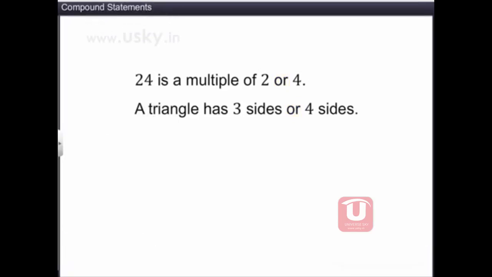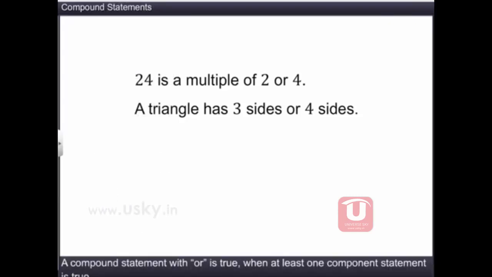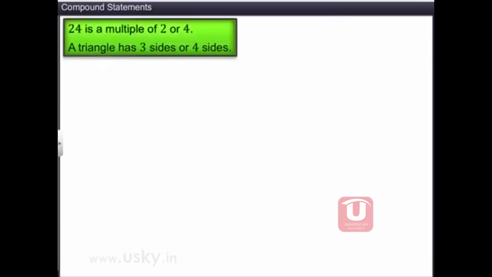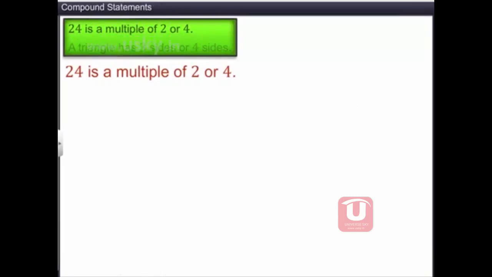Here are the rules that we will use to determine the truth value of compound statements with the connecting word "or". A compound statement with "or" is true when at least one component statement is true. A compound statement with "or" is false when all its component statements are false. Let's begin with the first statement. 24 is a multiple of 2 or 4.